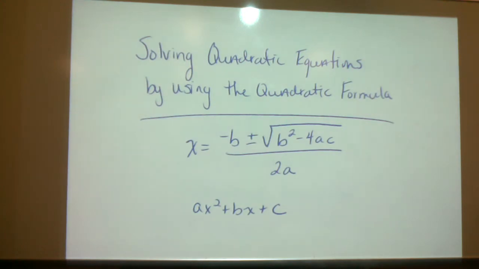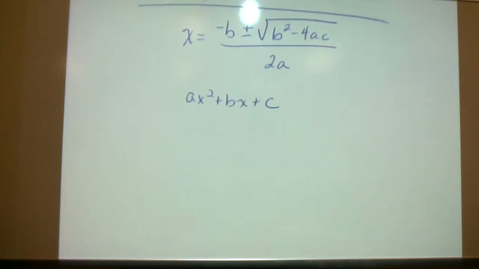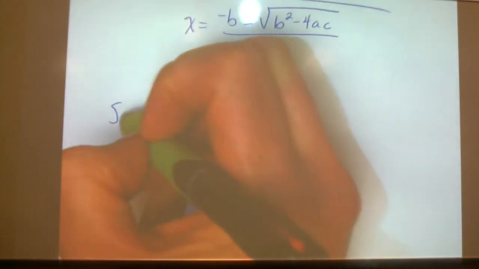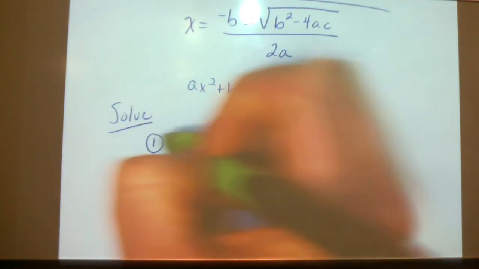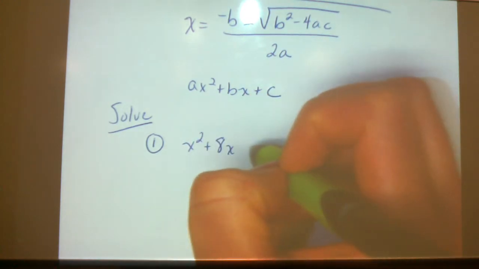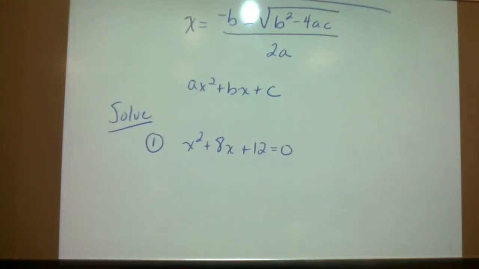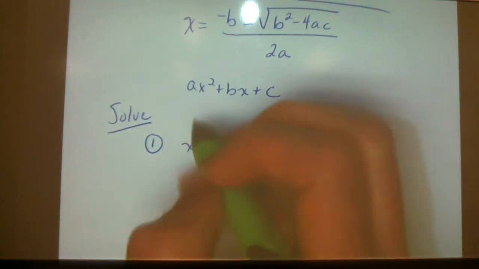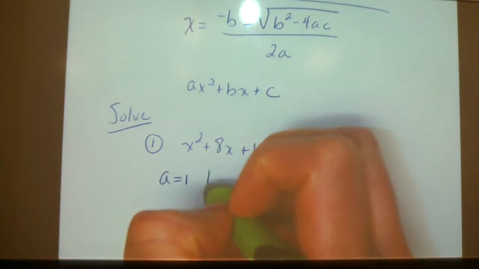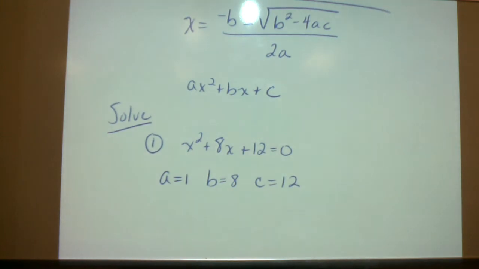Okay, let's take a look at example 1. The directions will say solve. I've got x squared plus 8x plus 12. So my first step is I'm going to go through and label what a is, what b is, and what c is. So a is the number in front of the x squared, that's 1. B is 8. C is 12.